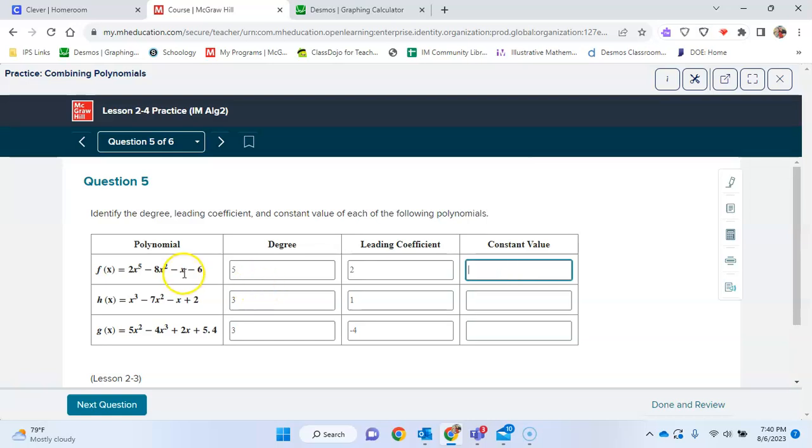The constant value, -6. The constant value for h of x, 2. And the constant value for g of x, this is plus 5.4.